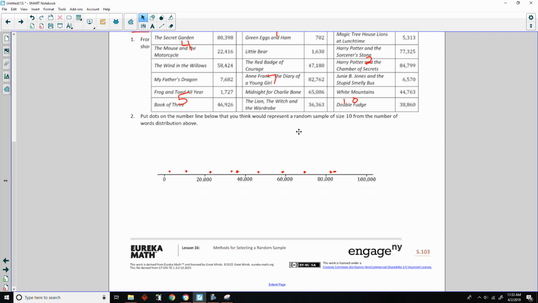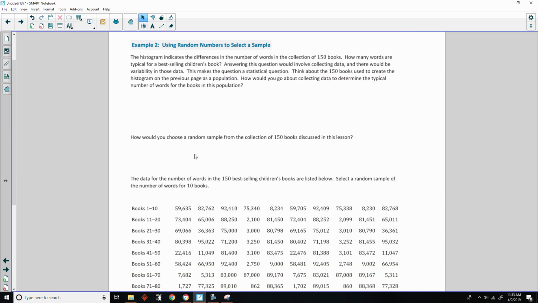Okay. Example 2. The histogram indicates the differences in the number of words in the collection of 150 books. How many words are typical for a best-selling children's book? Answering this question would involve collecting data, and there would be variability in those data. This makes the question a statistical question. Think about the 150 books used to create the histogram on the previous page as a population. How would you go about collecting data to determine the typical number of words for the books in this population?